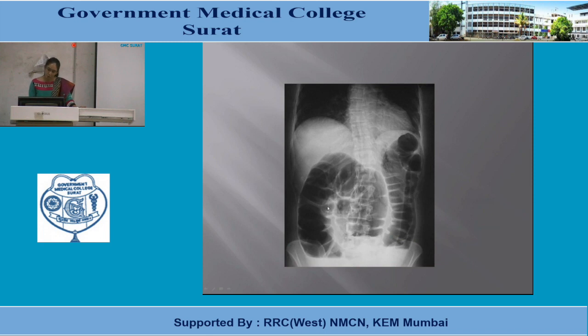This X-ray abdomen shows multiple air fluid levels within the dilated large bowel. This is the ascending colon, this is the hepatic flexure, this is part of the proximal transverse colon, this is the distal transverse colon overlapping on the descending colon, and this is part of the splenic flexure. So this is an X-ray of large bowel obstruction.